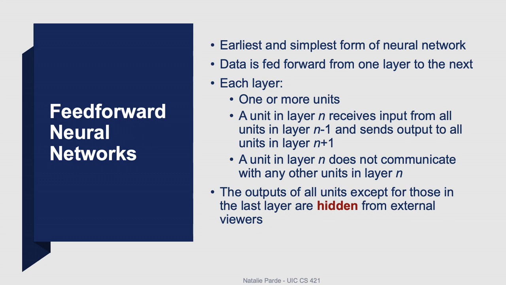However, a unit in a given layer N does not receive information from or send information to any other units in its same layer. The outputs of all units in a feedforward neural network, except for those in the last layer, are hidden from external viewers.